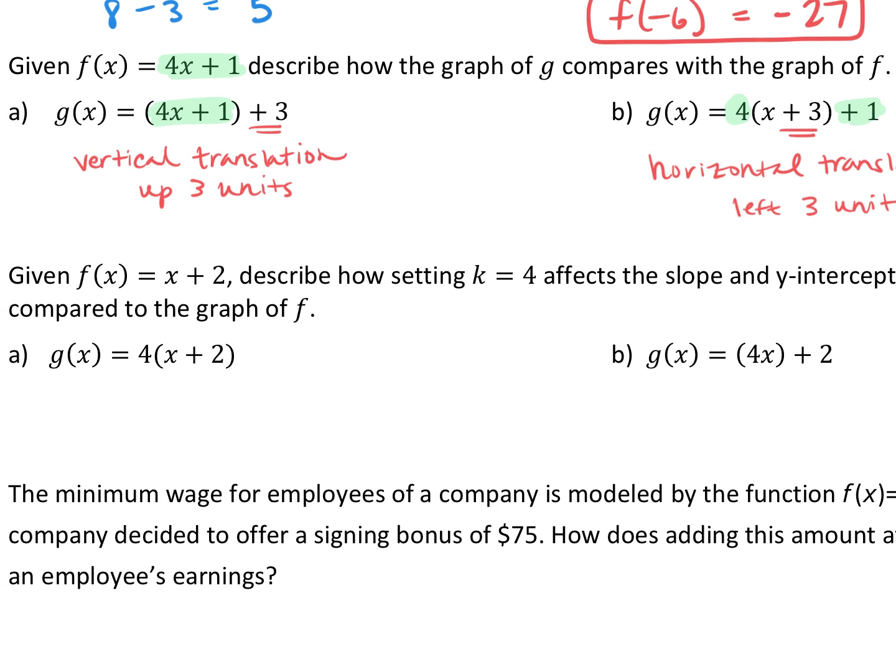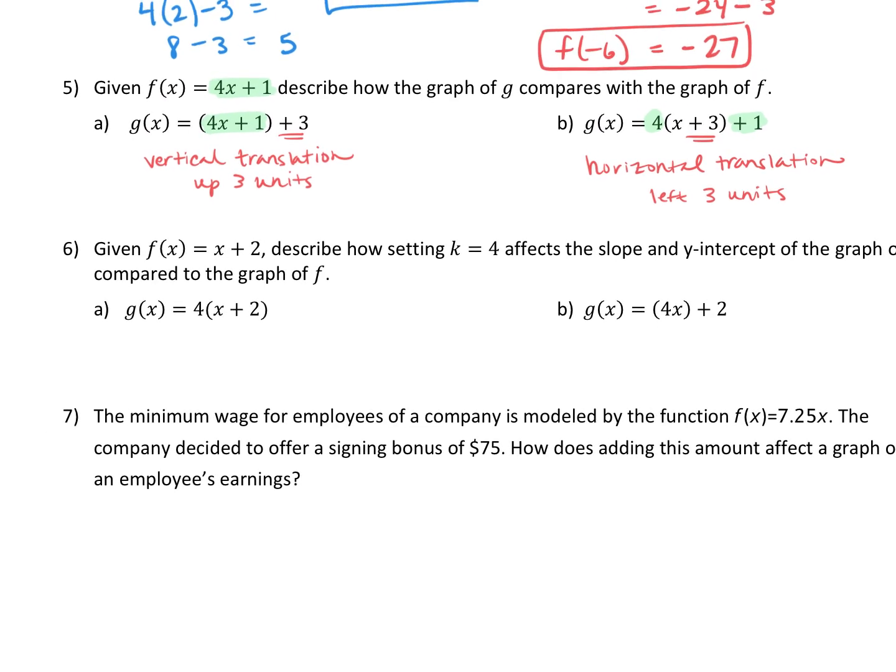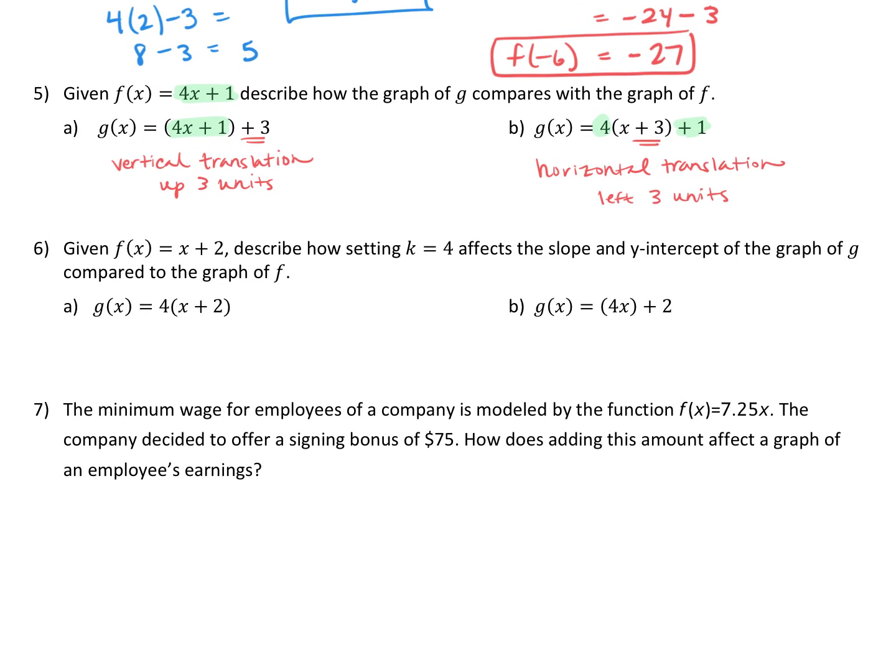All right. Number 6, given that f of x equals x plus 2, describe how setting k equal to 4 affects the slope and y-intercept of the graph of g compared to the graph of f. Okay, so I'm going to talk about a couple things here. Again, the original function is x plus 2.